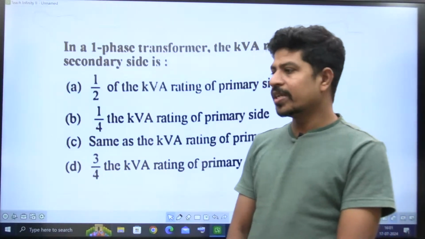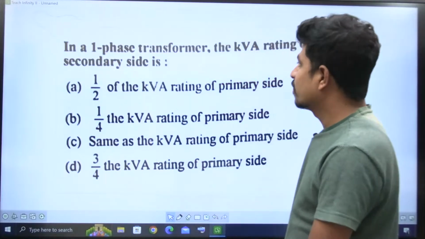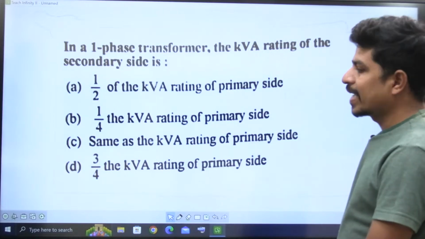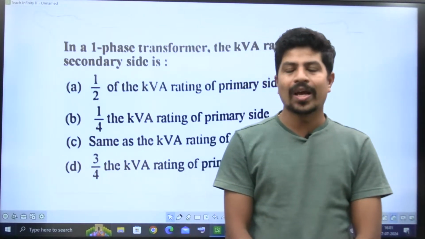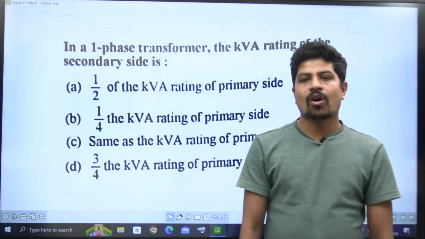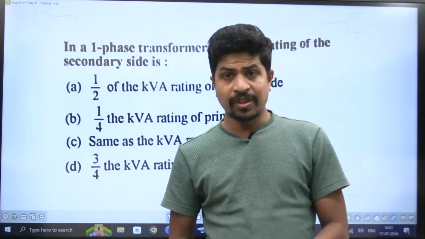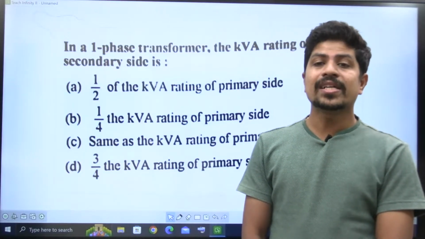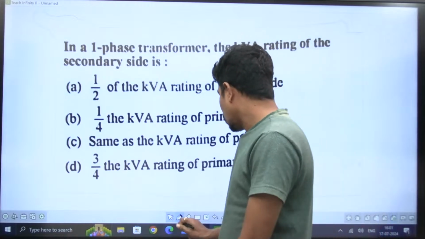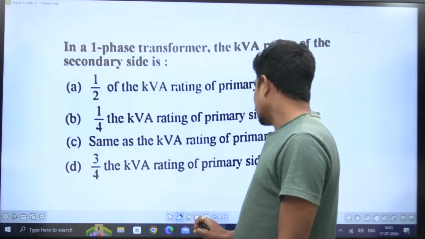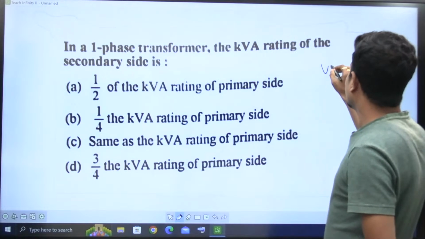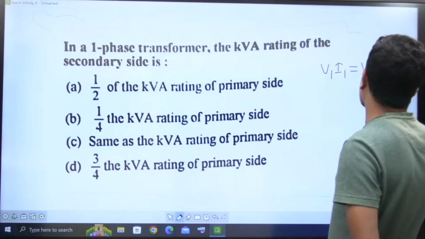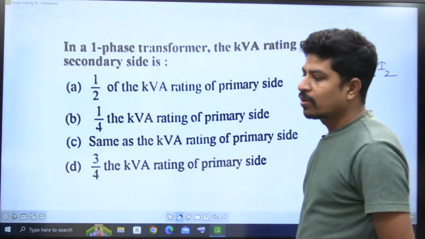So this is the first question. In a single phase transformer, the kVA rating of the secondary side is... We all know that a transformer is a constant power device. If we neglect the losses, primary side kVA is equal to secondary side kVA, or LV side kVA is equal to HV side kVA. In most cases, we write V1 I1 is equal to V2 I2 for a transformer.